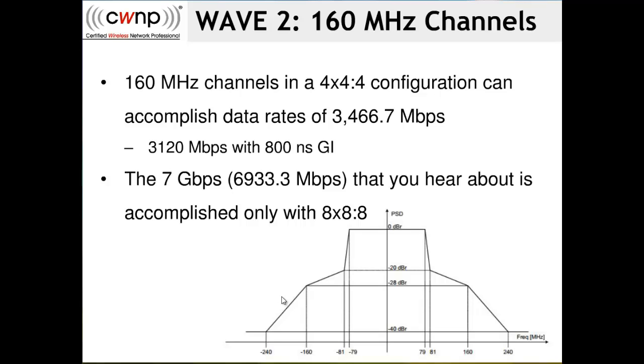Okay, so 160 megahertz channels in 4x4x4 configuration could accomplish data rates of up to 3,466.7 megabits per second with a short guard interval, or with the traditional or long guard interval, the 800 nanosecond guard interval, 3,120 megabits per second, roughly 3 gigabits. So somewhere between 3 and 3.5 gigabits per second is what we'd be looking at with 4x4x4, 160 megahertz channels. And that's a really good communication rate.